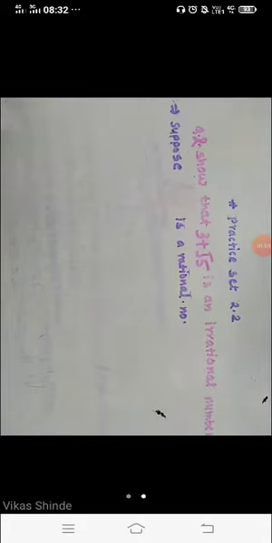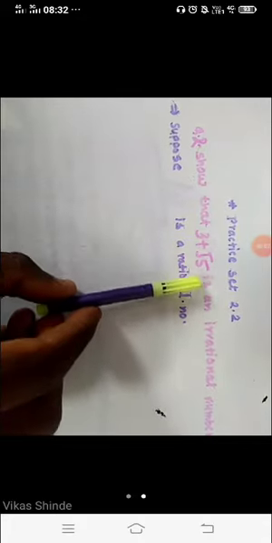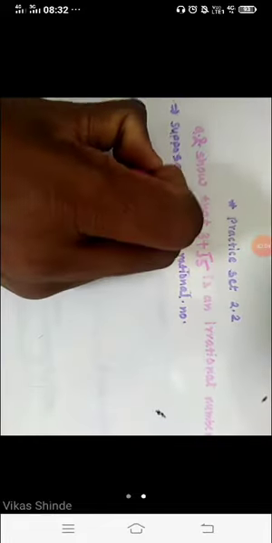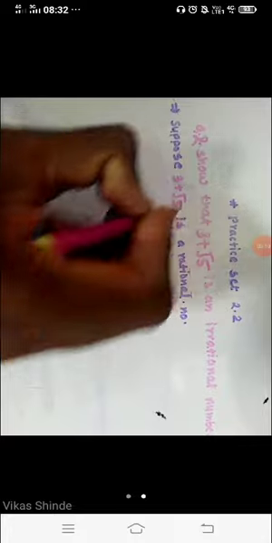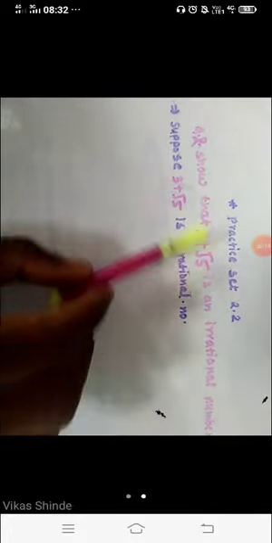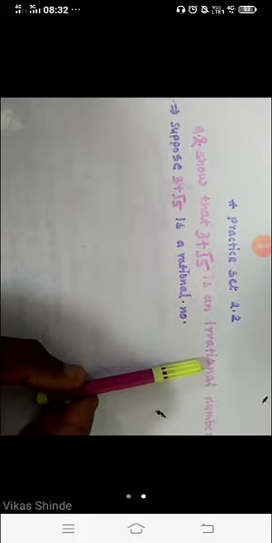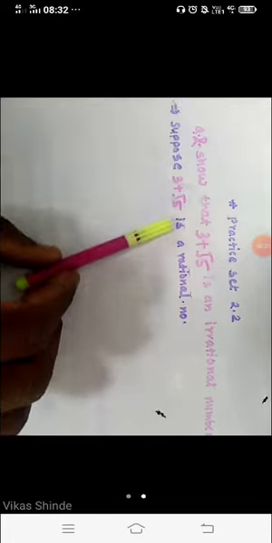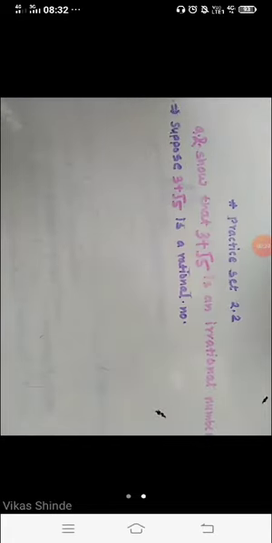Okay, students, now look here. Question number 2: show that 3 plus under root of 5 is an irrational number. So we have to suppose the given number. Firstly, assume 3 plus under root of 5 is a rational number. We have to show this number is irrational, but we first assume the opposite of that: 3 plus under root of 5 is a rational number.